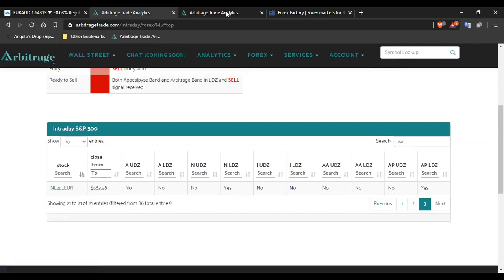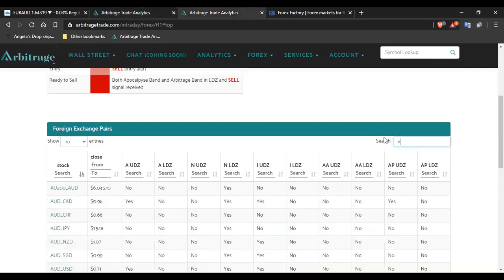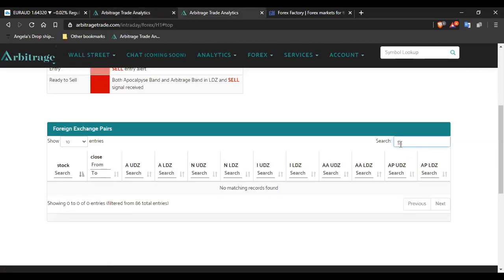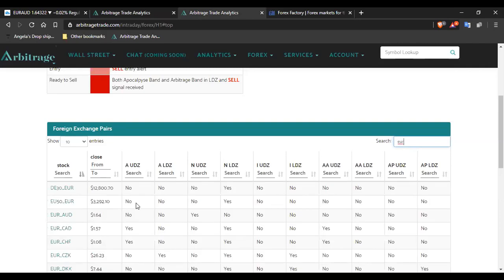Okay, and again, we'll go to Euro on this side. And we have EURCAD. That's the only one we were looking for. So we got the yes on EURCAD. So that's a confirmation as well. All right.